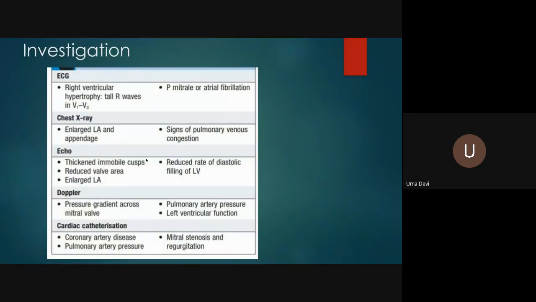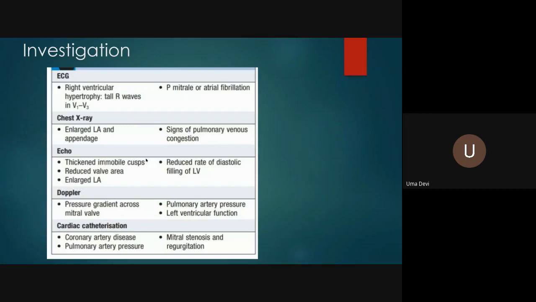So once you have diagnosed a mitral stenosis, we have to make out whether it's associated with congestive cardiac failure, whether it is having atrial fibrillation, and whether there is any infection like infective endocarditis present or not. Then we are going to go for the investigation. So in ECG, the feature of right ventricular hypertrophy, you can just remember this much, that is enough.